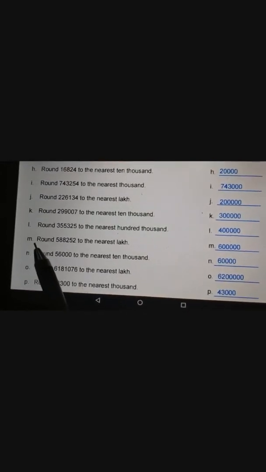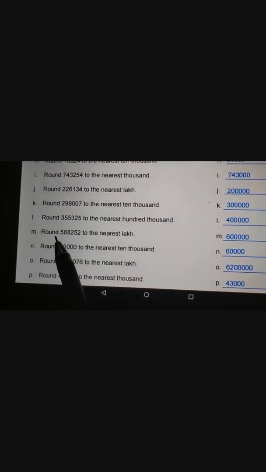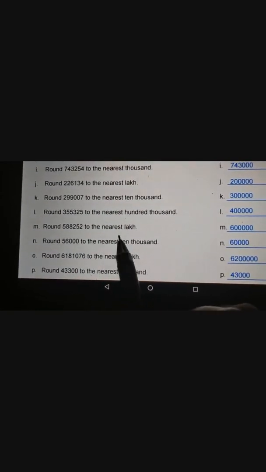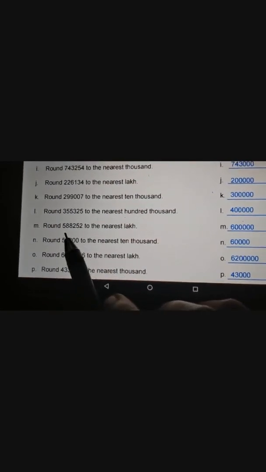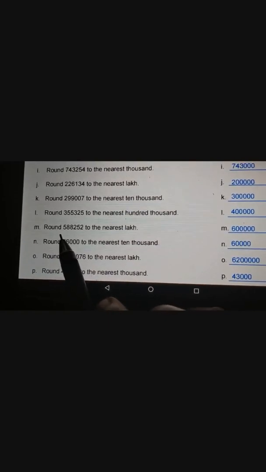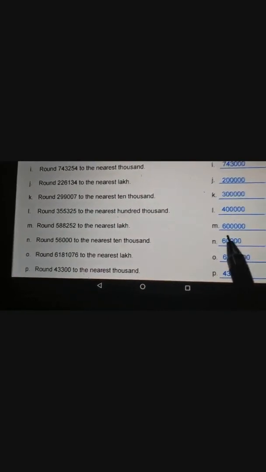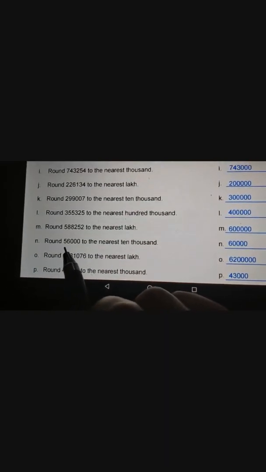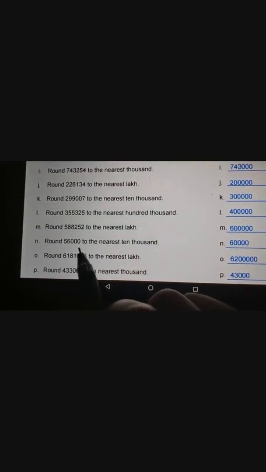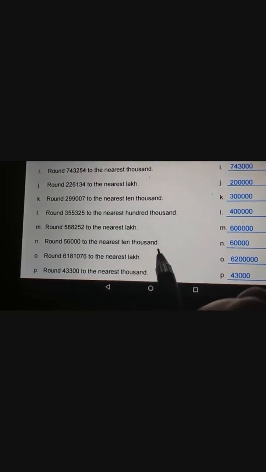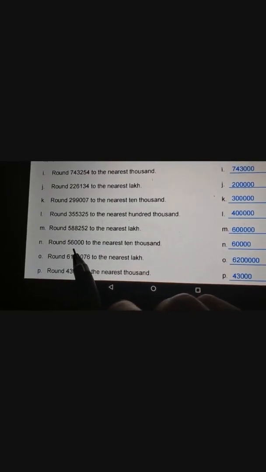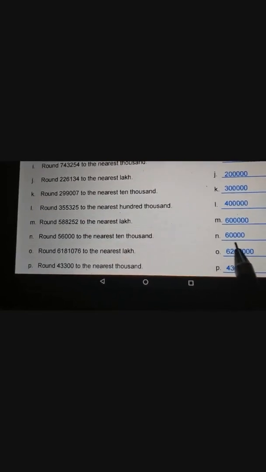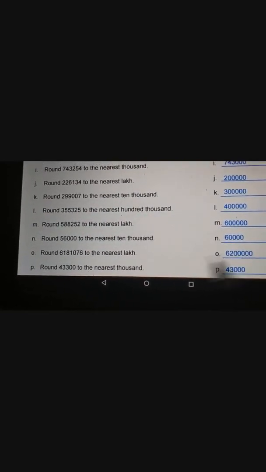Then round off 5,88,250 to the nearest lakhs. So 8 is greater than 5, so we have to add 1. So here answer is 6 lakhs. Then round off 56,000 to the nearest 10,000. So 6 is more than 5, so we have to add 1. Answer is 16 lakhs.